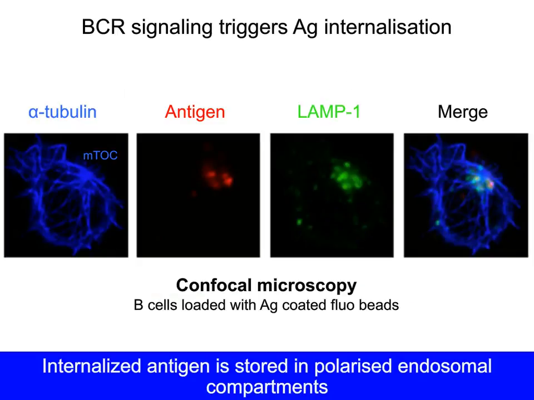Because all the microtubules are anchored by their minus end to the MTOC, which means Microtubule Organizing Center, of course, the antigen that has been internalized inside the B cells will not be located anywhere in the B cells, but instead will be polarized at the MTOC of B cells inside endosomal compartments, which are LAMP1 positive.